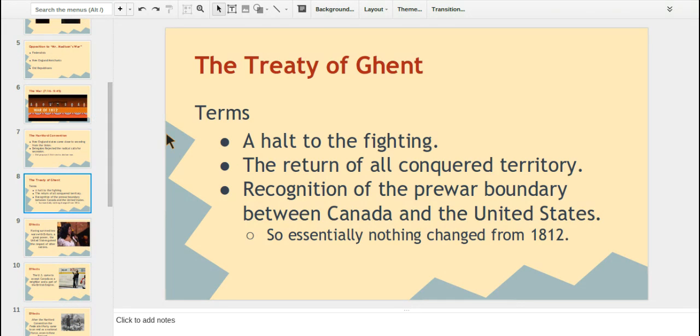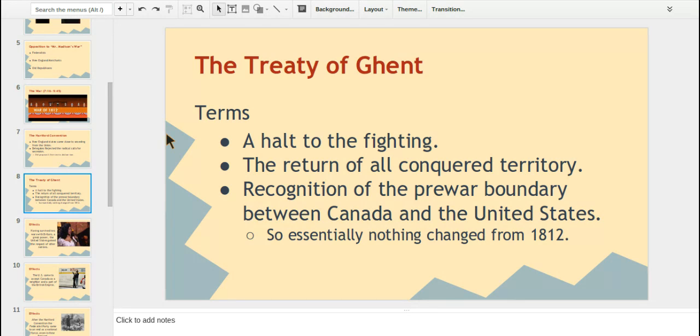I would explain it a little bit with words, and then the big important things here are terms. The terms are written so they can visually see it and record it into their notes. The terms were a halt to the fighting, the return of all conquered territory, and the recognition of pre-war boundary between Canada and the United States. So essentially nothing changed. That's the big thing I want the students to take out of it. The war was essentially a draw. Nothing changed.